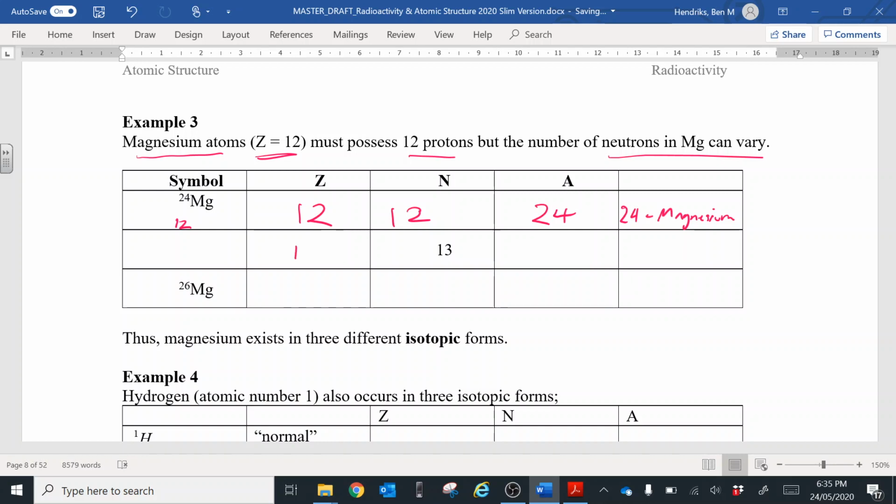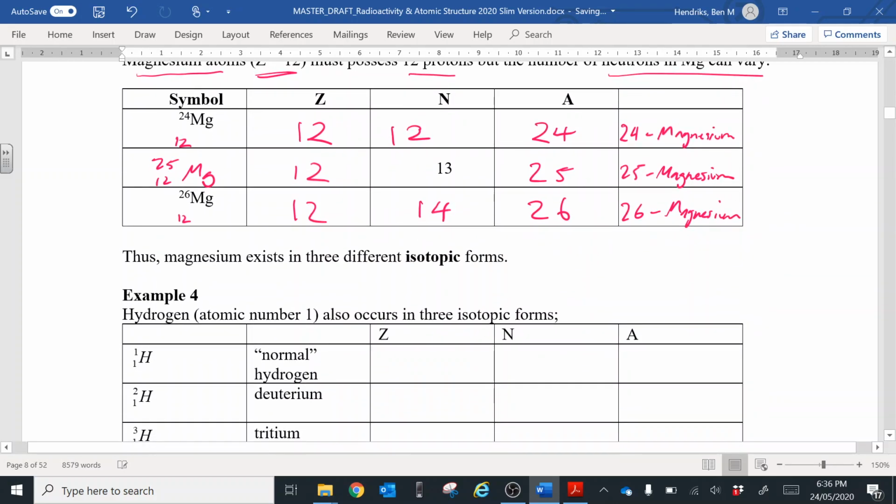This one here, we know that all of these are going to have 12 protons, so Z's always going to be 12. 13 neutrons, which means our mass number is going to be 25. It's got the symbol 25, 12 Mg, and we call it magnesium 25. And we have 12 here. 12 here. The number of neutrons is going to be 14 this time. Mass number is 26, and it's magnesium 26. Cool. So magnesium exists in 3 different isotopic forms.